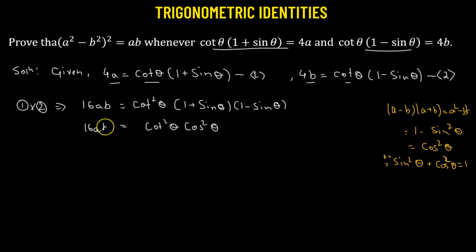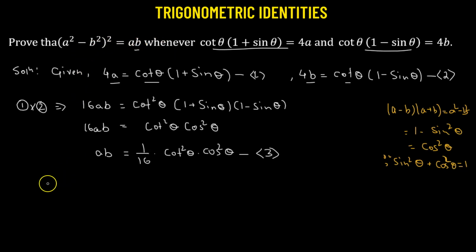Now we're going to divide both sides by 16. So we have ab equals 1 over 16 times cotangent squared theta multiplied by cosine squared theta. Let's label this as number 3. Here this ab represents the value on the right hand side of our proof. Now we'll start with the left hand side.